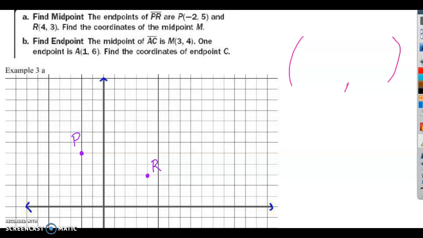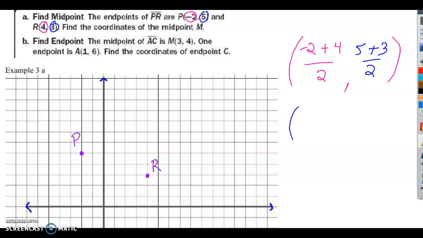So what are the x coordinates? The x coordinate of P is -2. The x coordinate of R is 4. So I'm going to average -2 and 4, the x coordinates. And now we'll average the y coordinates, 5 and 3. Now we could count, we'll just verify that once we're done, but let's do it algebraically first and see what we get.